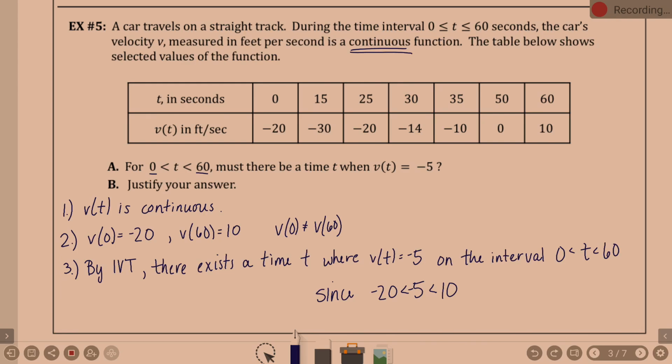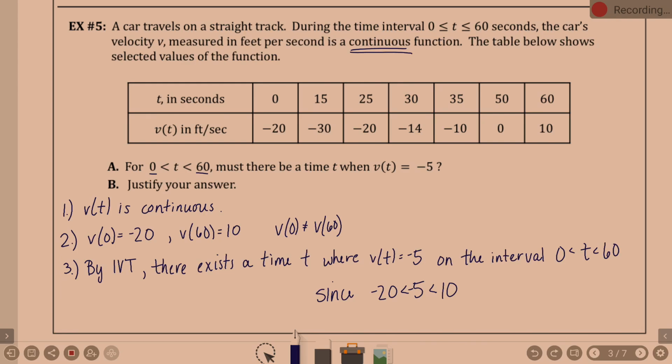You don't know that by just looking at the table. They give me random values. We don't know if it's continuous. They have to tell you. But what did they tell me in the beginning of the problem? They said continuous, right? So we know it's continuous. Then you guys know enough to check the endpoints, right? So one endpoint was 0. V of 0 is going to be, according to your chart, -20. V of 60 is going to be 10 according to your chart. Notice they are not the same, right?